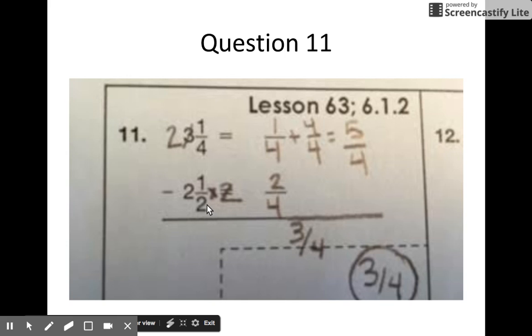On the bottom, the denominator is 2, so we must change it to 4. We do this by taking 2 times 2, which is 4. Remember, whatever you do on the bottom, you must also do on the top. So 1 times 2 is 2.